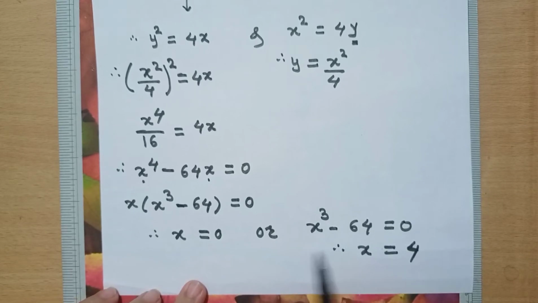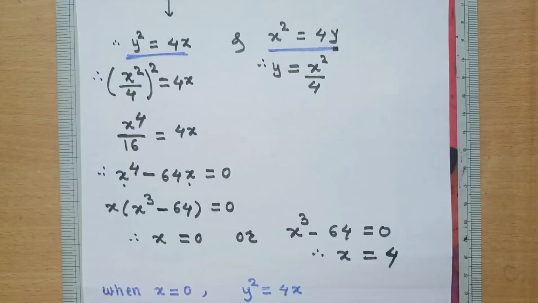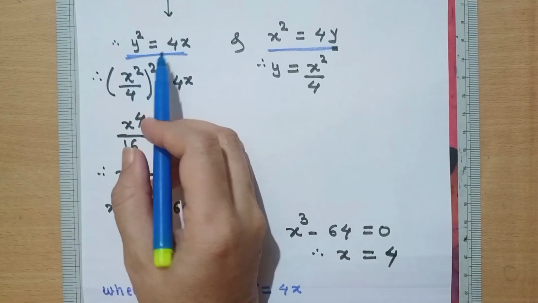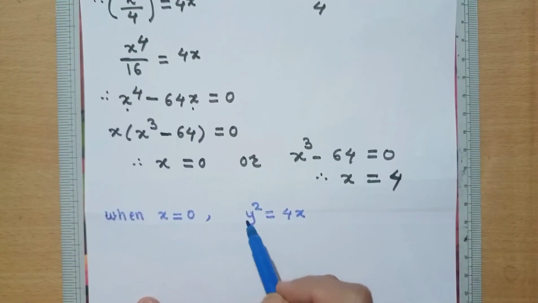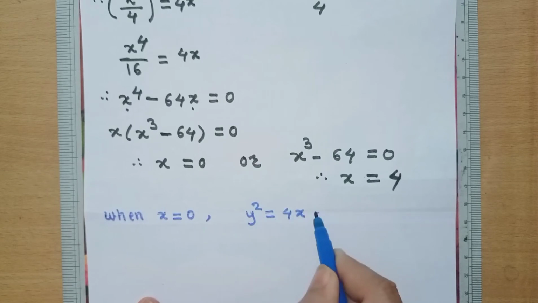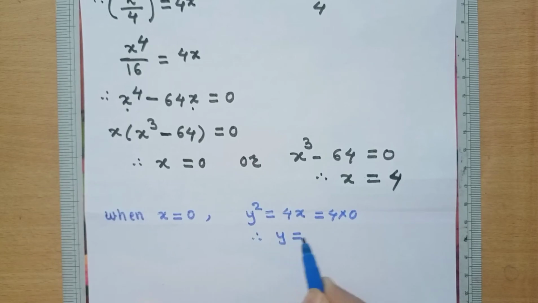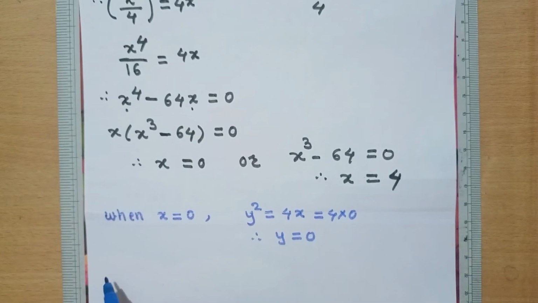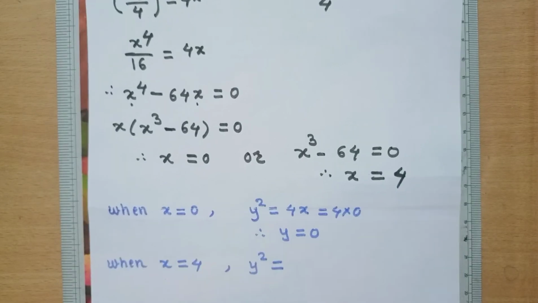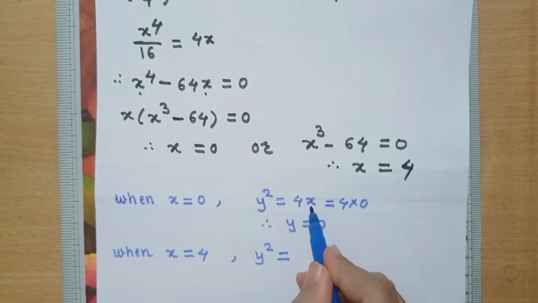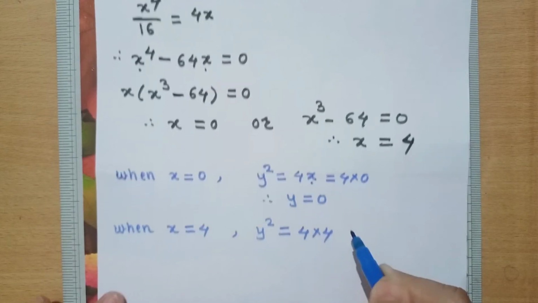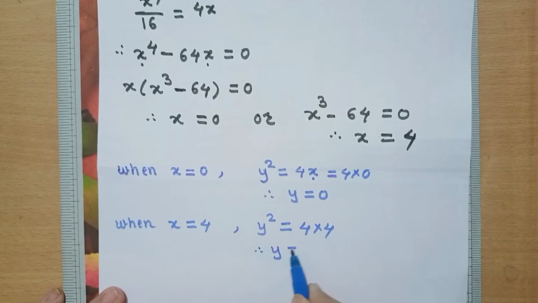So we have two values of x. First value x equal to 0 and x equal to 4. So we will consider the first parabola. When x equal to 0, y square equal to 4x, so 4 multiplied by 0, and therefore y is equal to 0. And when x is equal to 4, y square is equal to, we will substitute x equal to 4, so 4 multiplied by 4, that means 16, and so we can say that y is equal to 4, taking square root on both sides.